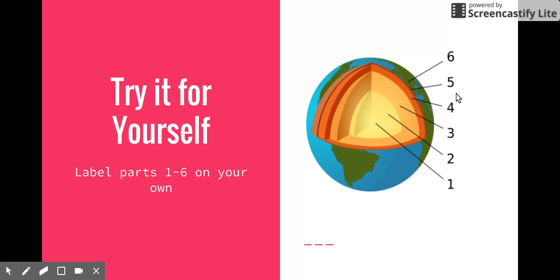So here's just a blank one with numbers 1 through 6, and you should probably go ahead and take a moment and try to see if you could identify those layers.